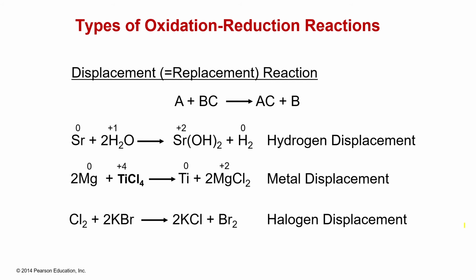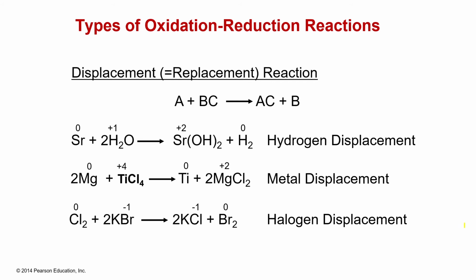Again, let's walk through the oxidation states. Chlorine starts at 0, and the bromine starts at the bromide ion, -1. The chlorine becomes a chloride ion at -1. The bromide ion becomes oxidized to the oxidation state 0 bromine diatomic molecule. Notice that the potassium stays at +1, so it's more of a spectator.